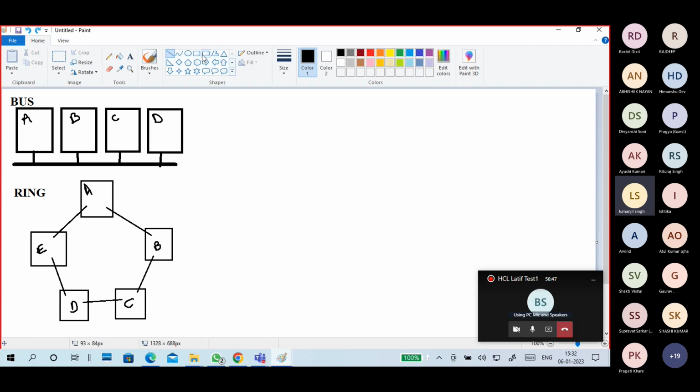But still it is difficult to scale. Scalability means the ability to increase the infrastructure. If you want to add one more device, you have to reconfigure the entire devices for how they should communicate with each other. So this is difficult to scale and difficult to troubleshoot. This is one kind of ring topology. Generally, we don't use bus and ring topology at all. It was there earlier.